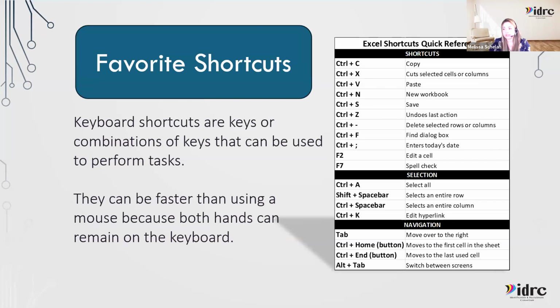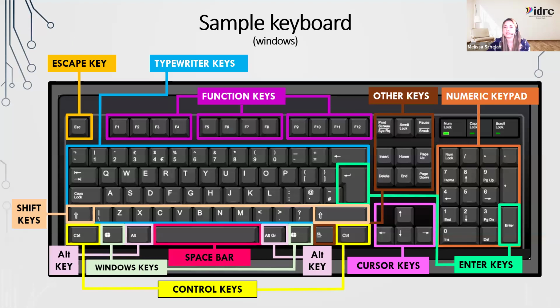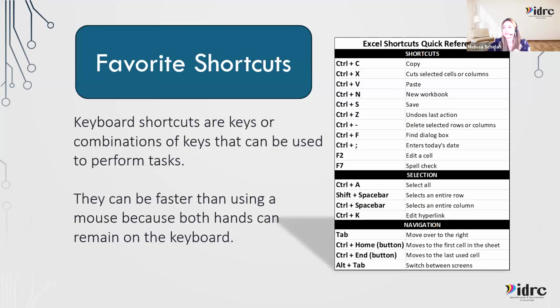What other ones are great? The one that I like a lot is Control Home. So if you have a super long spreadsheet and you want to go to the first cell, you just do Control and then Home. So here, if we look at this, you would hold down the Control and the Home keys, and it takes you back to the first cell. Any questions here? Okay.